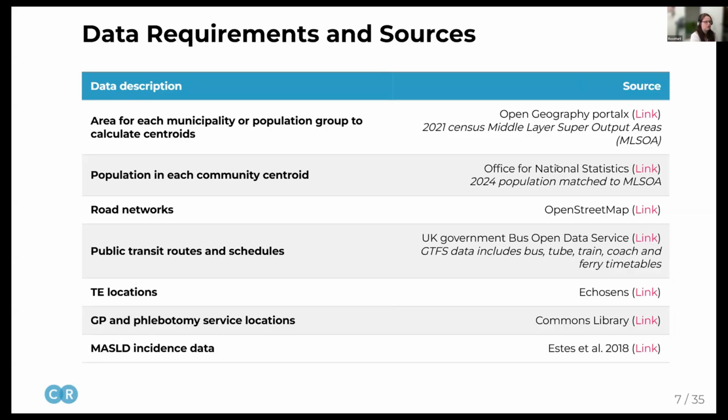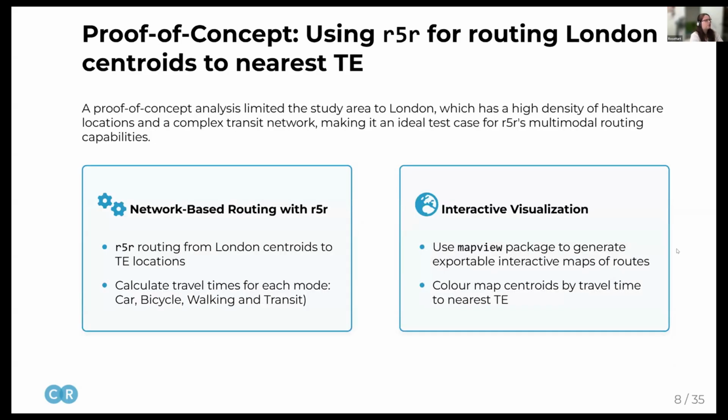Population for each community centroid, often from the Office of National Statistics, road networks, public transport routes, TE locations, GP and property services, and also your incidence data. So there's quite a lot of things that are needed here. Thankfully, this analysis is in England, and we've got quite a lot of data, including your public transport data from the Bus Open Data Service, which includes bus, tube, train, coach, and ferry timetables, and a couple of others, I think. But it sounded too good to be true when we were initially looking at it, so we wanted to make sure that it was doing what it says it was doing, essentially.